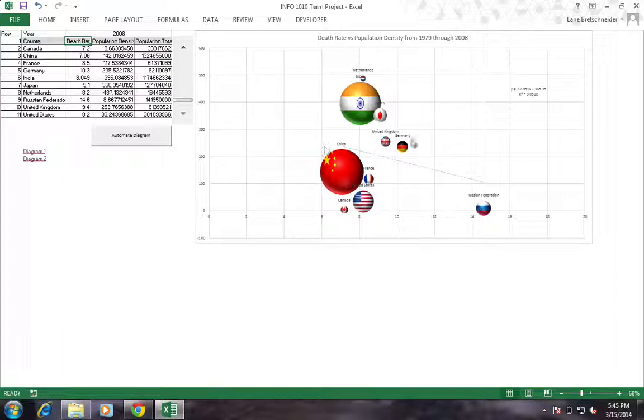Statistically, there's a negative correlation again, shown by this trend line, and this time the R-squared value is back down really low again, back in the 0.0 something values, which means that there's a very low correlation between death rate and population density in this diagram.